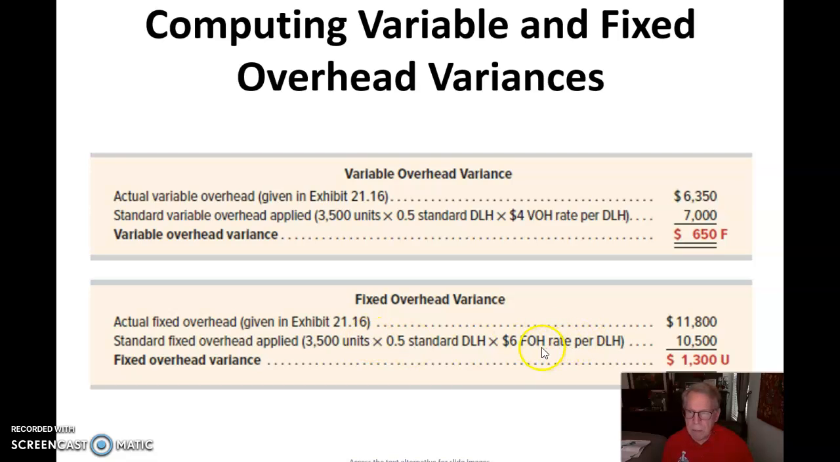But our fixed overhead variance, we go back to exhibit 21.16 again, and we pick up the actual fixed overhead of 11,800 and compare it to our standard. And that standard was based on the 3,500 actual units that we had, and we used a half an hour of direct labor times the $6 fixed overhead rate per direct labor hour. And that gave us a $1,300 fixed overhead variance.